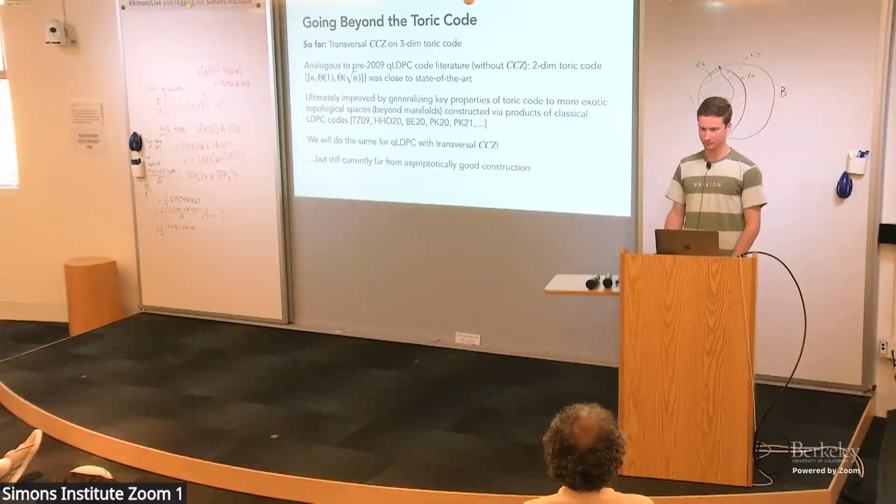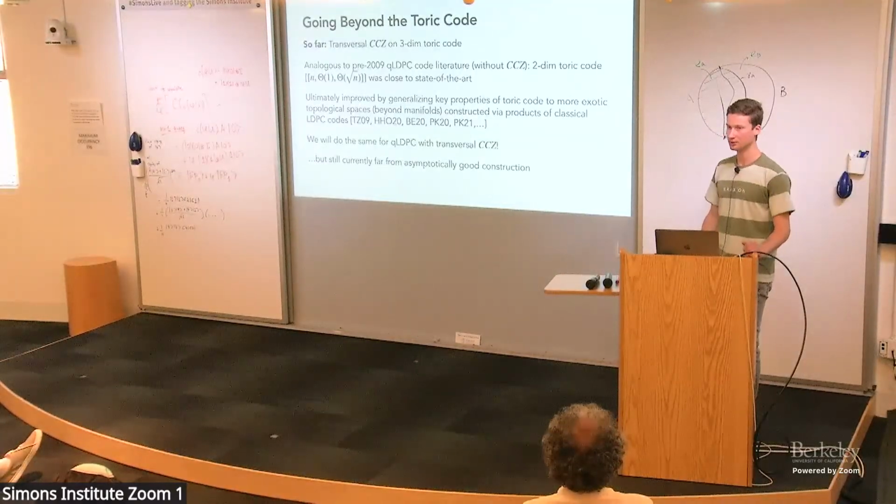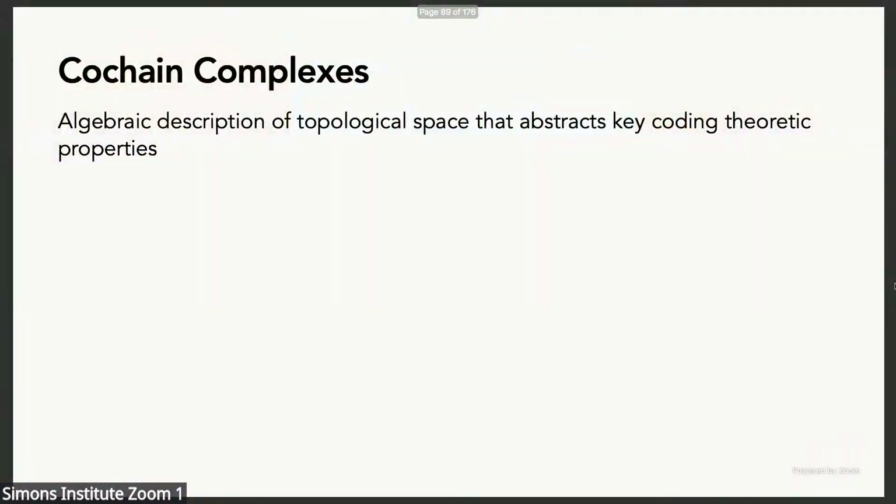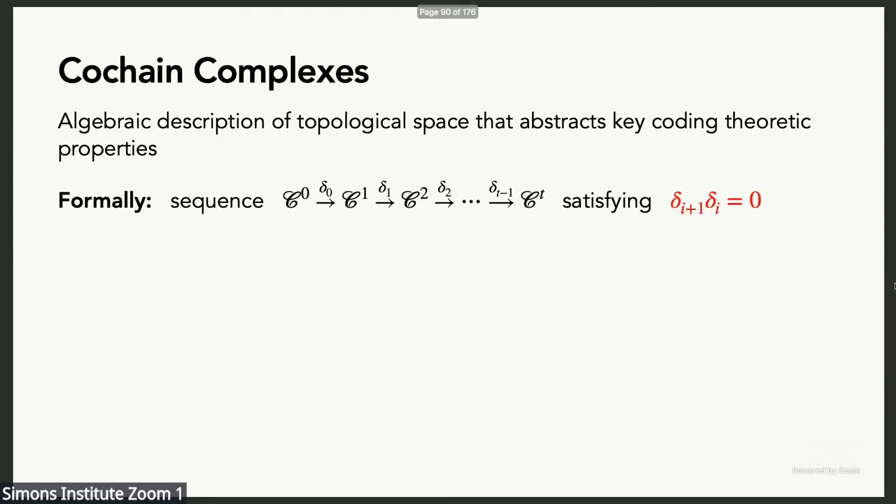Great. So I will now describe how we do this in a bit more detail. I need a bit of machinery on code chain complexes. These are an algebraic description of topological spaces that abstract away either the key algebraic properties or, in the context of this talk, the key coding theoretic properties. Formally, you can write down a cochain complex corresponding to a t-dimensional topological space as a sequence of t+1 vector spaces over F2 with coboundary maps delta 0 through delta t-1 between them, such that if we multiply together any two consecutive coboundary maps, we get 0.